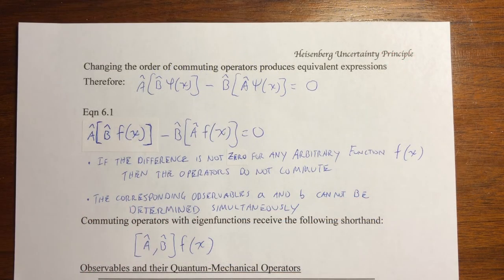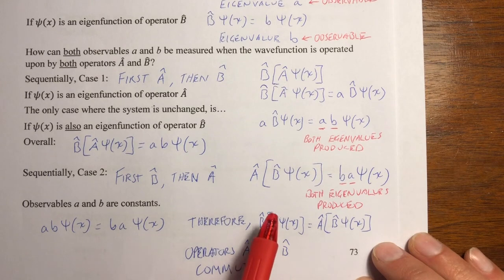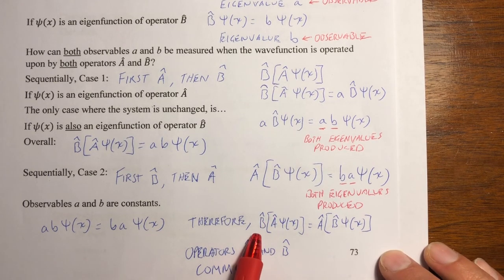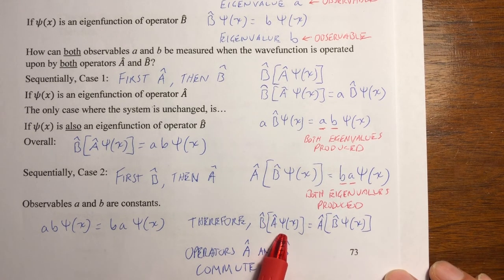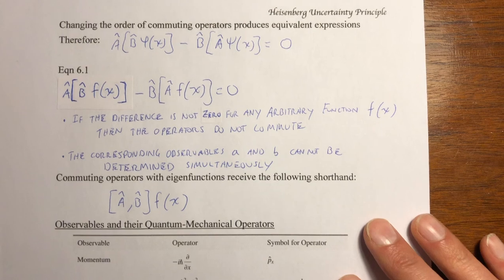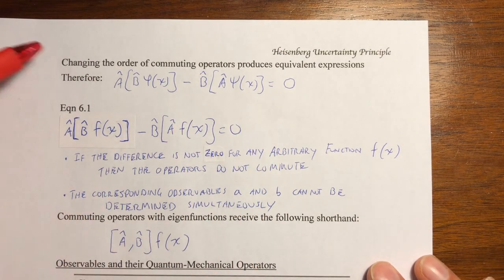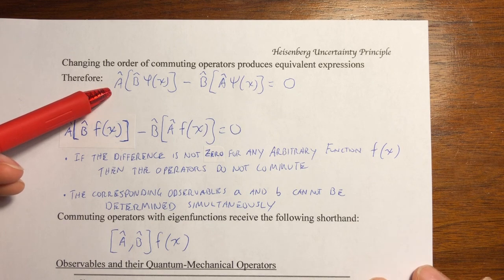And that brings us to developing a system where we can test whether or not the operators commute. So if we can say that B acting on A acting on psi of x is equal to A acting on B acting on psi of x, then the difference between those two, shown here, is equal to 0. And then the operators A and B successfully commute.